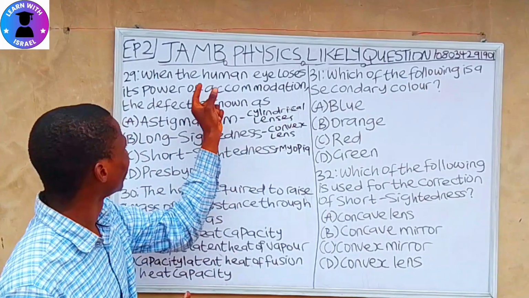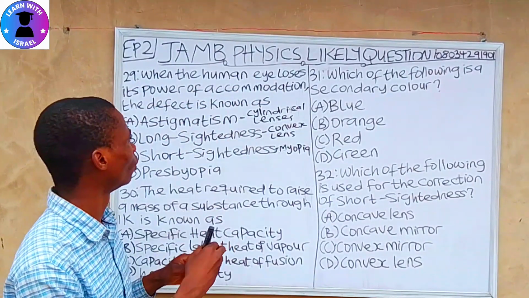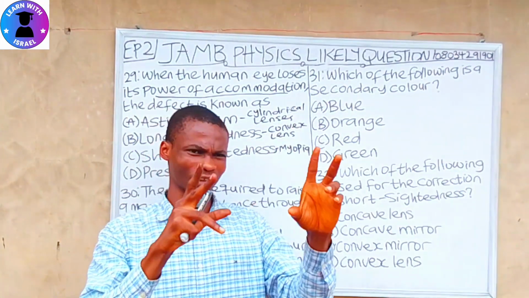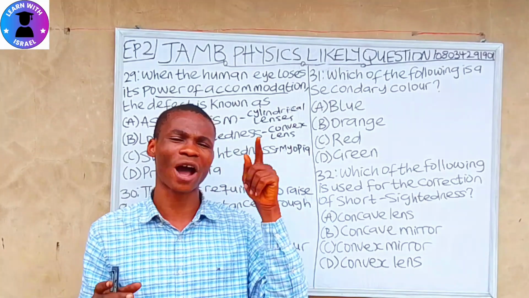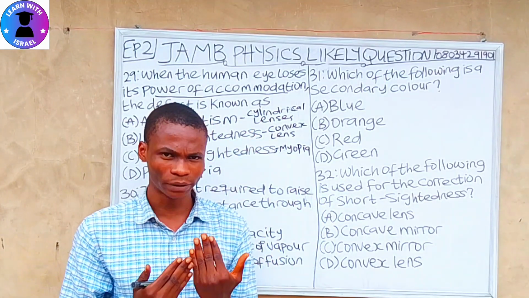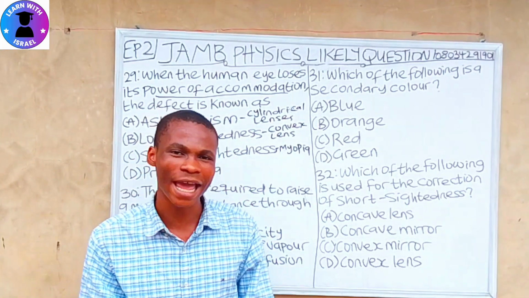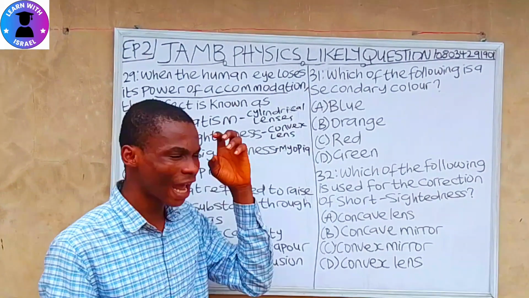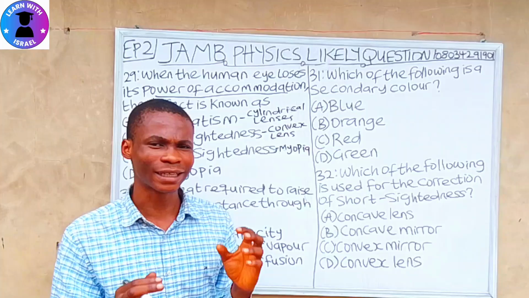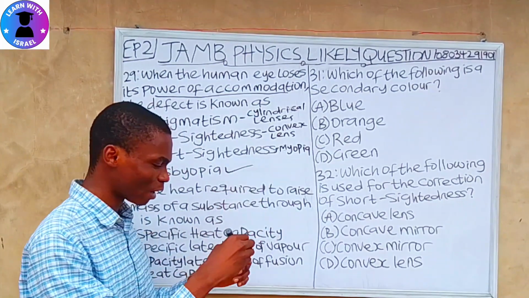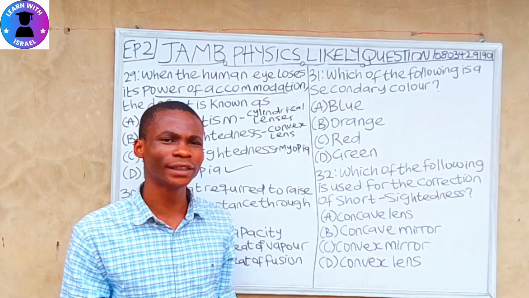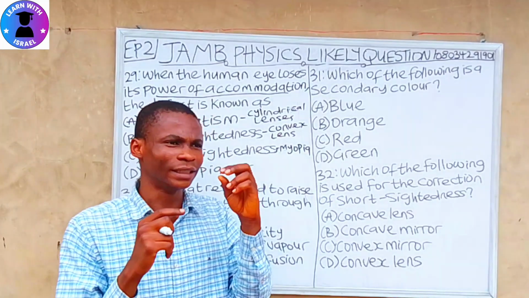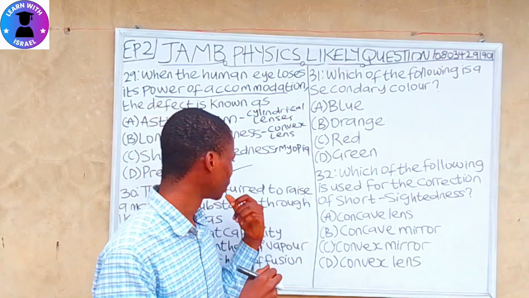So the question says, when the human eye loses the power of accommodation, what is the power of accommodation? The power of accommodation is to be able to see distant objects, when I say distant object, I mean far objects. And when the eye is able to see both near and far, that is the power of accommodation. And when the eye loses the power of accommodation, the terminology is presbyopia. Presbyopia is when the human eye loses the power of accommodation, when the eye begins to age. That is when the ciliary muscle begins to weaken. So let's move to the next one.